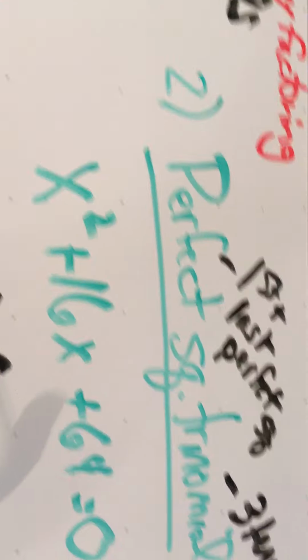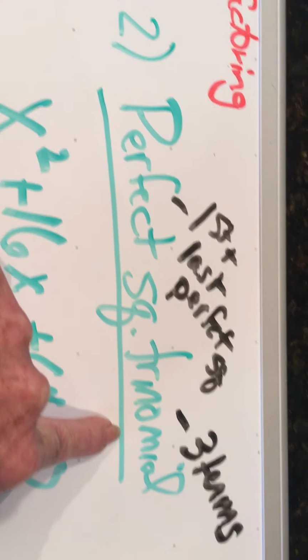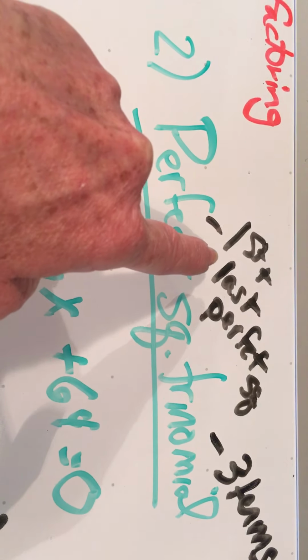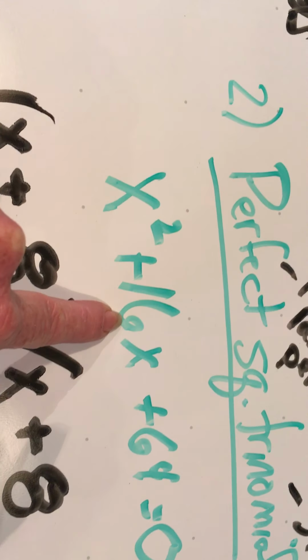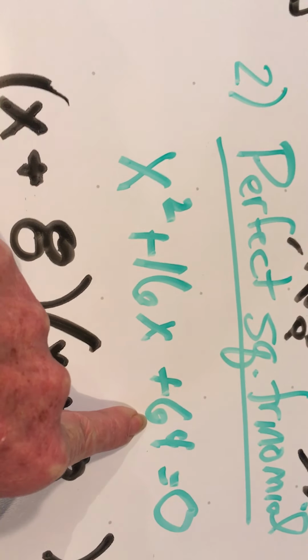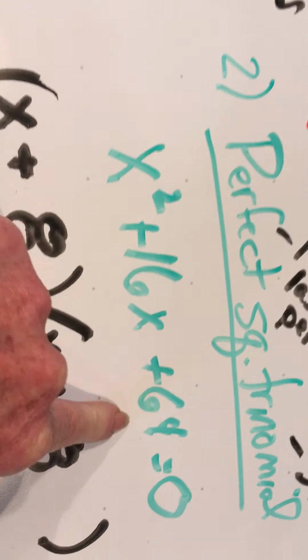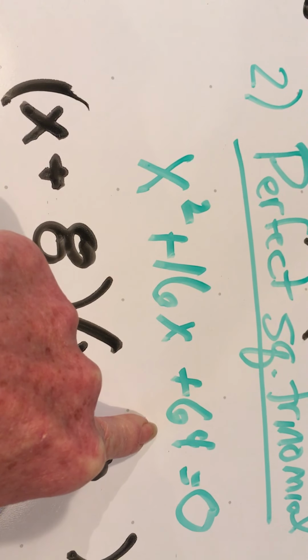Okay, the second type we're working with is called a trinomial perfect square. Trinomial means it has 3 terms. Perfect square means the first term and the last term are perfect squares. X squared plus 16x plus 64 is a trinomial perfect square. Trinomial, 3 terms. X squared is a perfect square. It's the result of x times x. 64 is a perfect square. It's the result of 8 times 8.